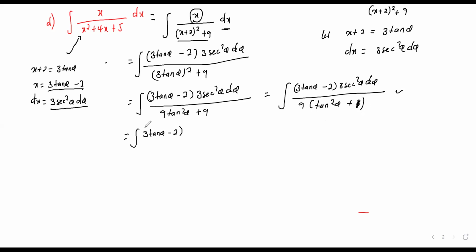So we'll have this over 9 tan squared theta plus 1, which is sec squared theta. So this part and this part will cancel. This 3 and this 9 will reduce. So we are going to have 1 over 3 and then 3 tan theta minus 2 d theta.